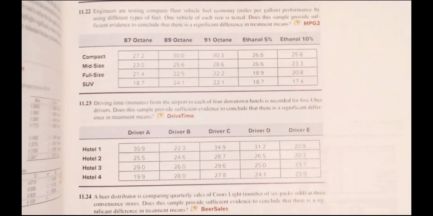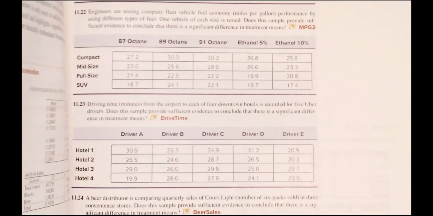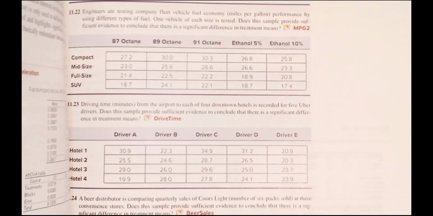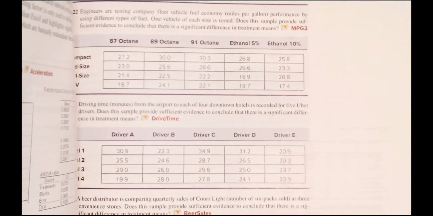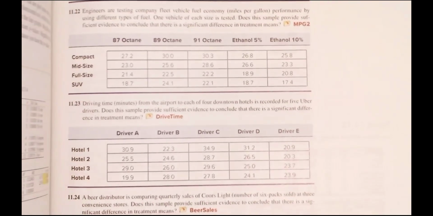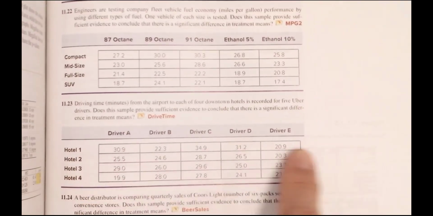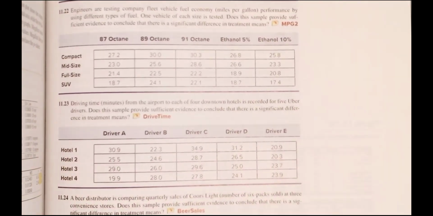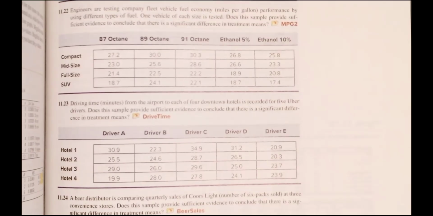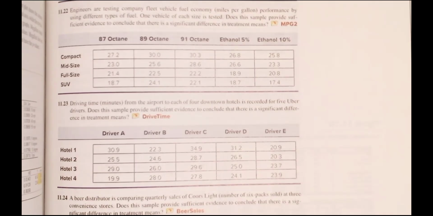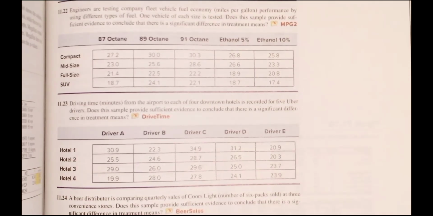Problem number 23. Driving time from the airport to a downtown hotel is recorded for 5 Uber drivers. Is there a difference depending on which hotel I'm going to or which driver I get? Are some drivers really, really cautious? Or are some of them pedal to the metal speed demons going down Green Tree Hill coming back from the airport? Again, what's my null hypothesis?